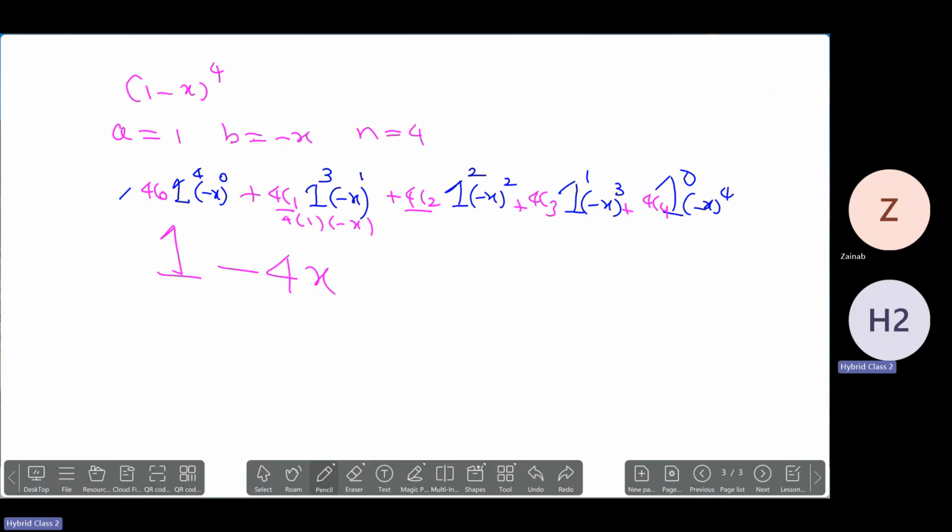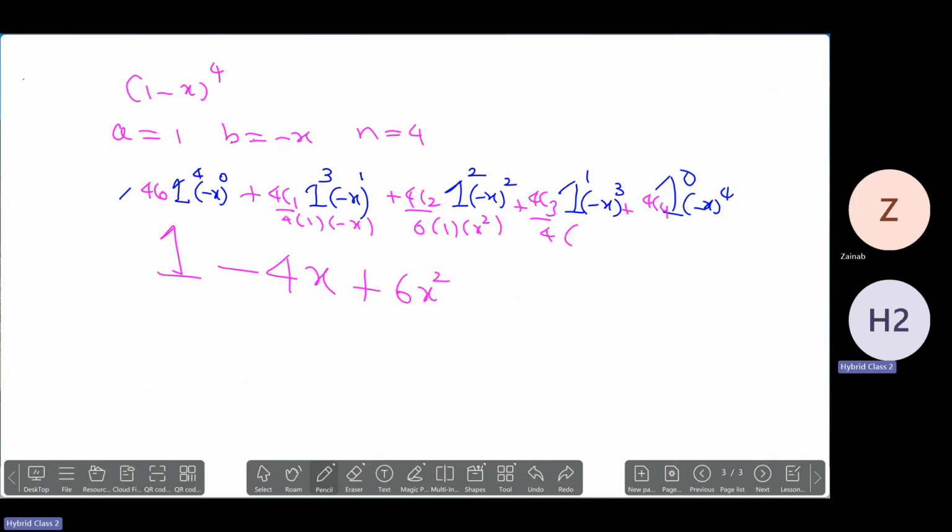4C2 value is 6. 1 squared is 1. Minus x the whole squared is x squared. So the answer is plus 6x squared. 4C3 value is 4. See here, the second answer and the second last answer, both are going to be the same.